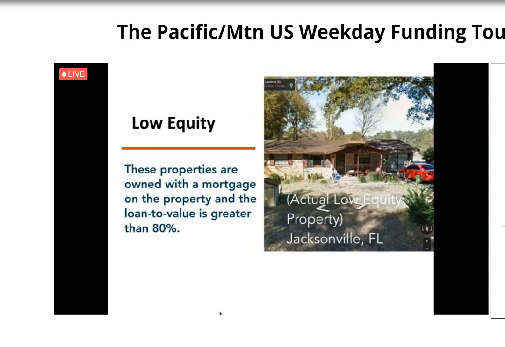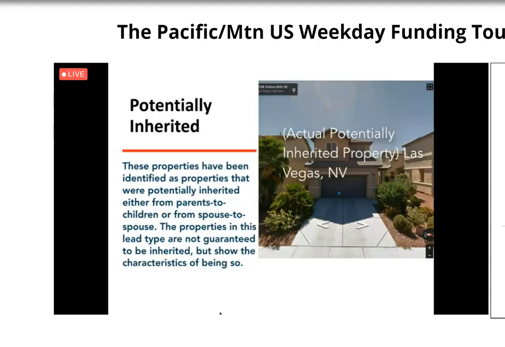Okay, low equity means they have 20% equity. Doesn't mean that's bad, because the property could be an $800,000 property, and 20% equity is still a big number. Okay, potentially inherited lead type or lead pipe. These properties have been identified as properties that were potentially inherited from parents to children or from spouse to spouse. Now, the importance of that is that can be a motivated seller.